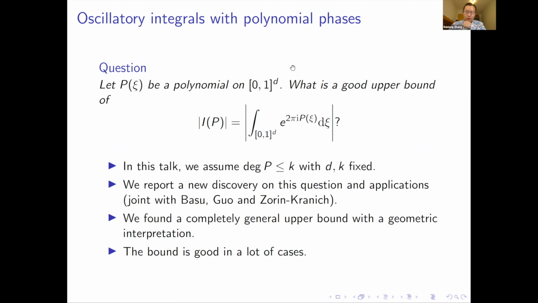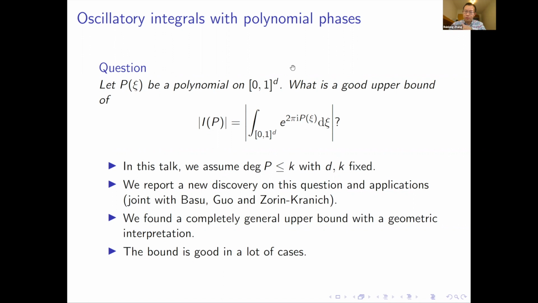And then I also assume our phase is a polynomial, so we don't have this lambda, but we require this polynomial to have a bounded degree. So for example, we can look at the integral over the 5-dimensional unit cube of e to the 2 pi i p, where p is a polynomial of degree 100.